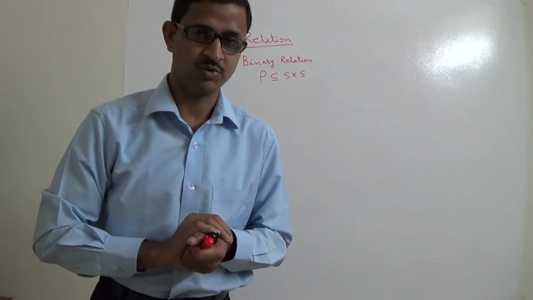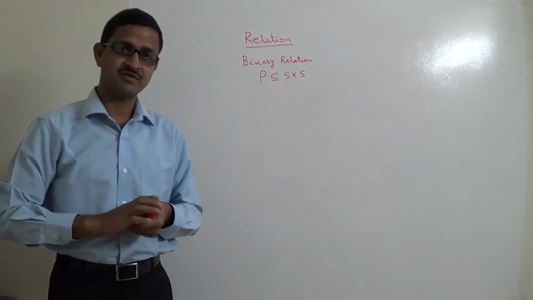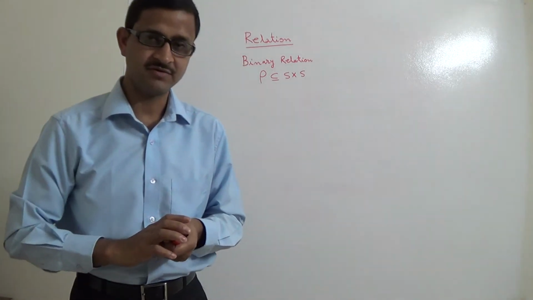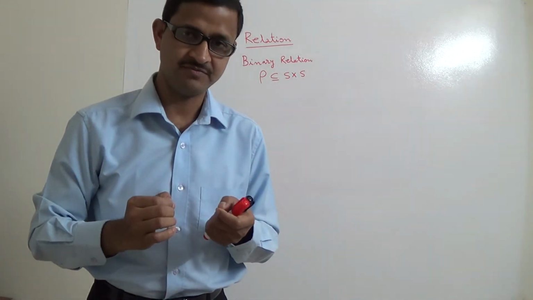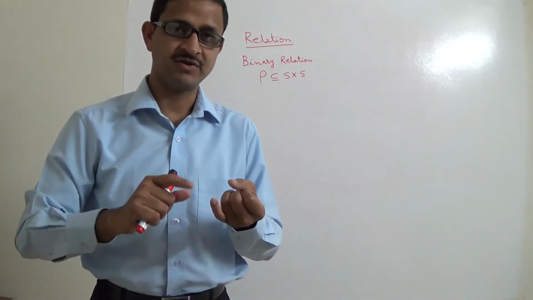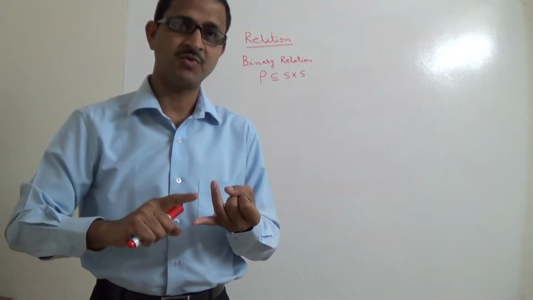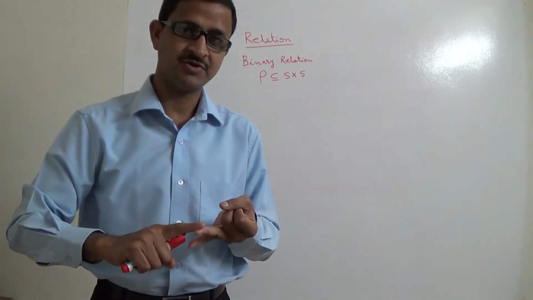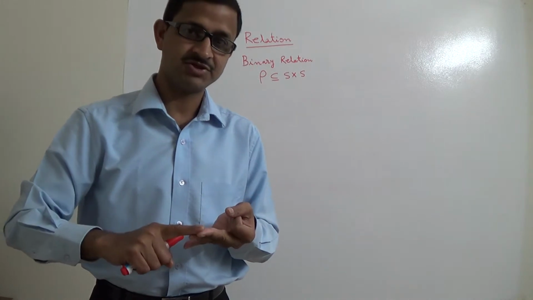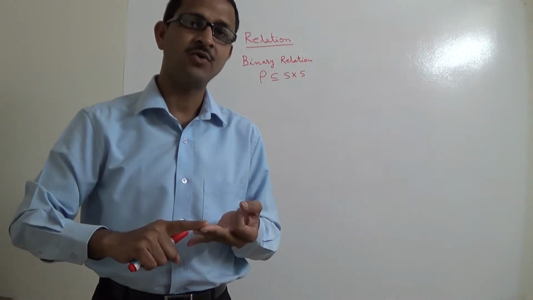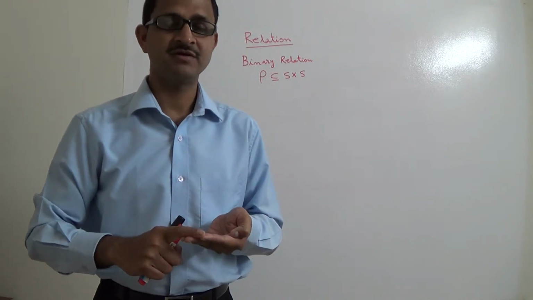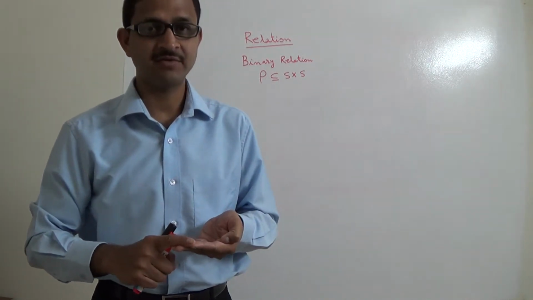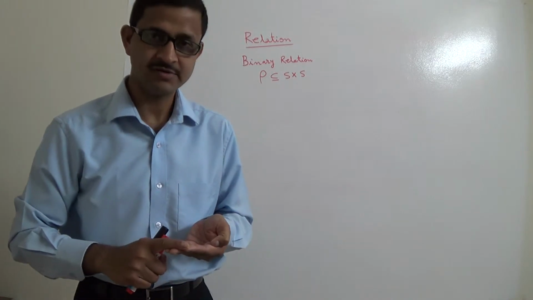Okay, good. Now we are going to discuss a very important part of relations: the several properties of a relation. We will see what a reflexive relation is, what a symmetric relation is, what a transitive relation is, and finally what an equivalence relation is. Also, we will see something called an anti-symmetric relation. Alright, let's see.